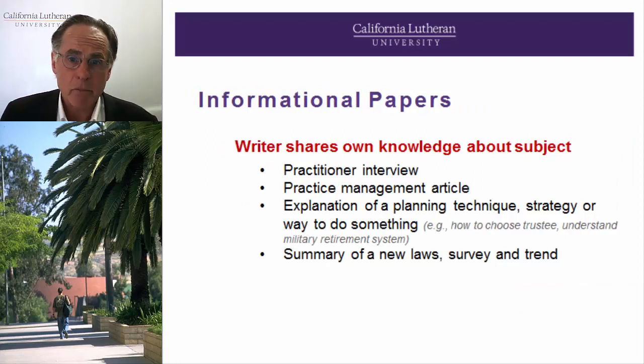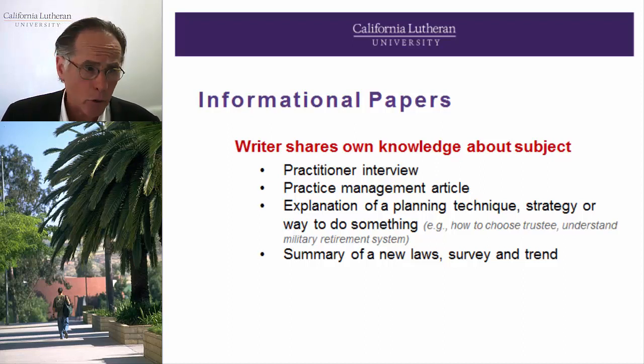Informational papers are typically much shorter than concept papers, maybe 2 or 3 or 4 pages, and generally lack more than one reference, if that. Rather, the writer shares his or her own observation or practitioner knowledge. Common types of informational papers appearing in the Journal of Financial Planning include practitioner interviews, practice management articles, explanations of a planning technique, strategy, or a way to do something, and summaries of a new law, survey, or trend.